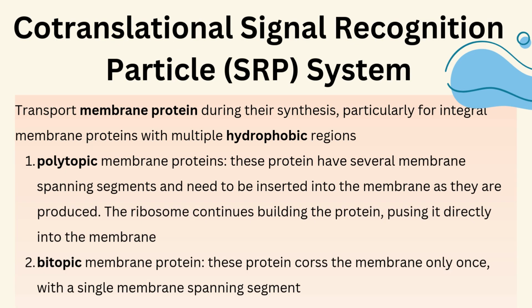Next, the co-translational signal recognition particle SRP system transports membrane proteins during their synthesis, especially those with multiple hydrophobic regions. Polytopic membrane proteins have several membrane-spanning segments and are inserted into the membrane as they're made. The ribosome pushes the protein directly into the membrane. Bitopic membrane proteins, however, cross the membrane only once with a single membrane-spanning segment.